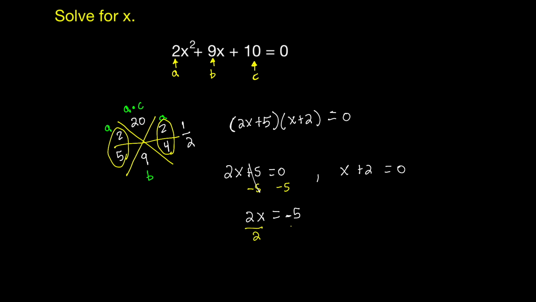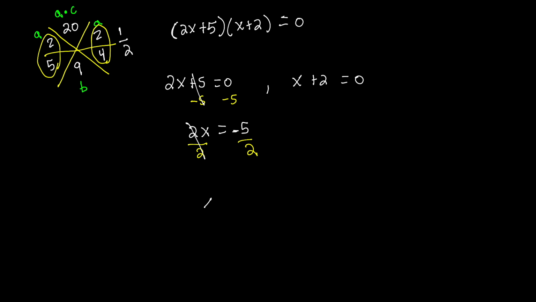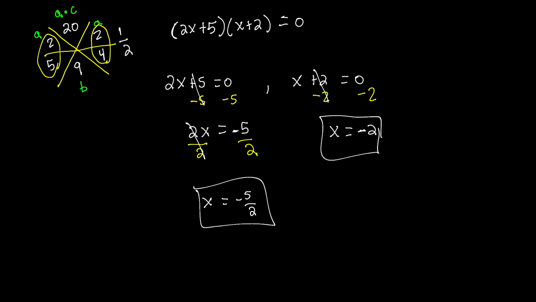And on the left-hand side, the 2's are going to cancel out, so we're left with x equal to negative 5 over 2. We're going to keep it as an improper fraction. For the second equation, we subtract 2 from both sides. On the left-hand side, the 2's are going to cancel out. We're left with x. And on the right-hand side, 0 minus 2 is negative 2. And those would be our two solutions.